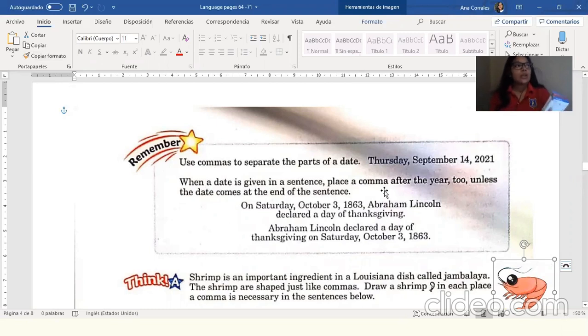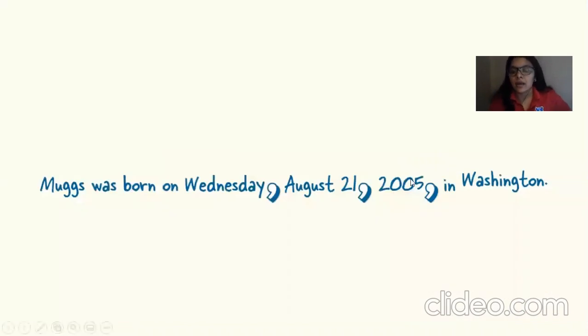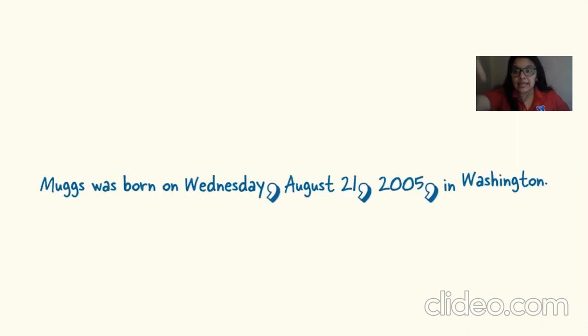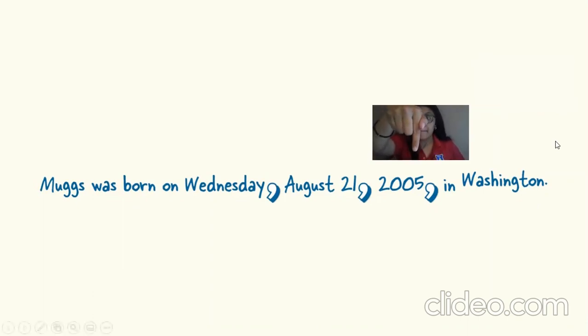O sea, cuando la oración sigue, como por ejemplo acá, si ustedes ven acá, en el anterior terminó en el año 2005. The sentence finished with a year. In this sentence, the sentence doesn't finish with the year. La oración no termina con el año. Miren, aquí está el año. Ahí está el año. Pero la oración no termina ahí. Can you read this? In Washington. So, Max was born on Wednesday, August 21st, comma, 2005, comma, in Washington.